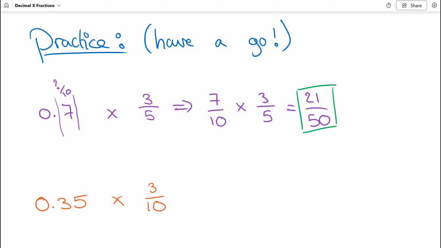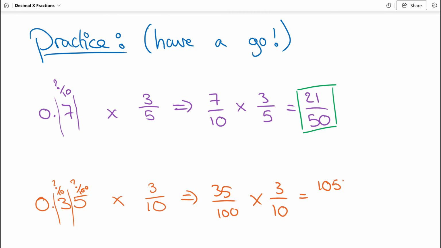The second one is 0.35 times 3/10. So what we're going to do first is keep that fraction there so that we don't feel like we need to convert it into anything. And now we're going to figure out our denominator. So it's going to be 35 over 100. And now we times them out. So 35 times 3 is 105. And then 100 times 10 is place value. It is 1,000.